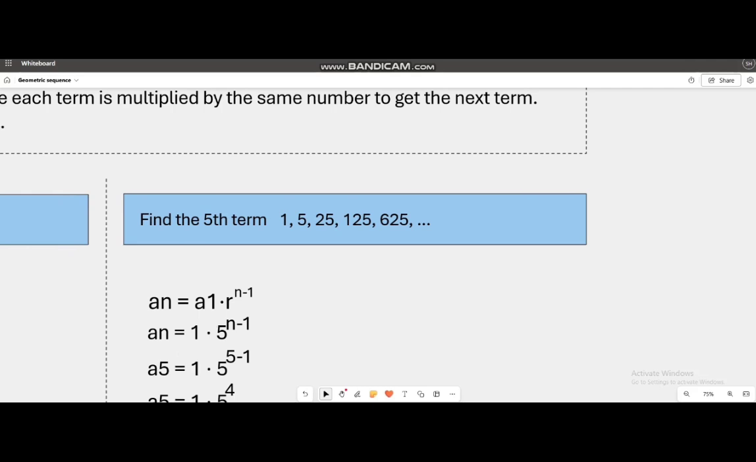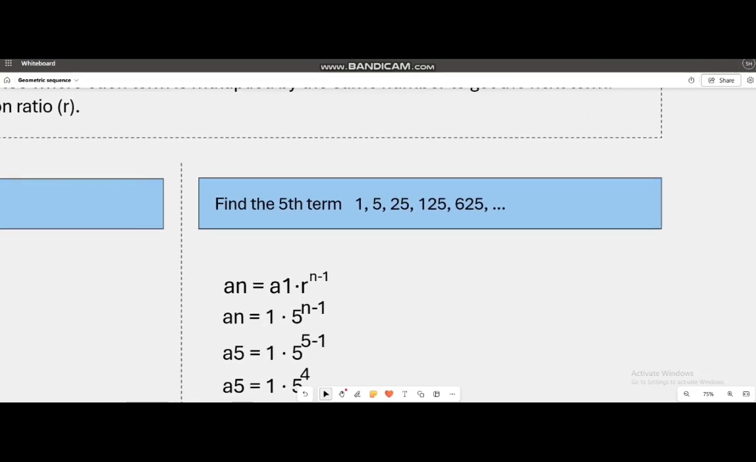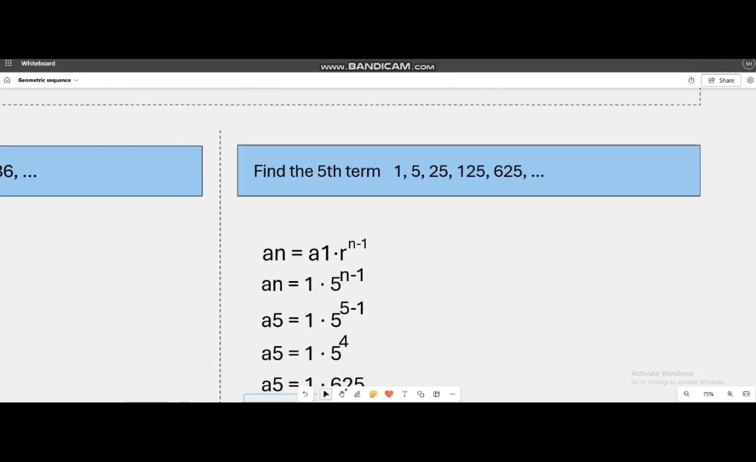So we're going to do it again. Substitute into the formula for the geometric sequence. So an equals a1 times r to the power of n minus 1. The first value is 1 and the common ratio is 5, since 5 divided by 1 is 5. So an equals 1 times 5 to the power of n minus 1.